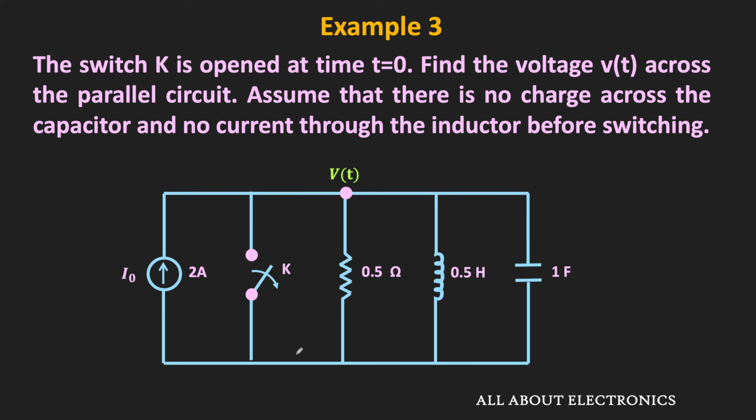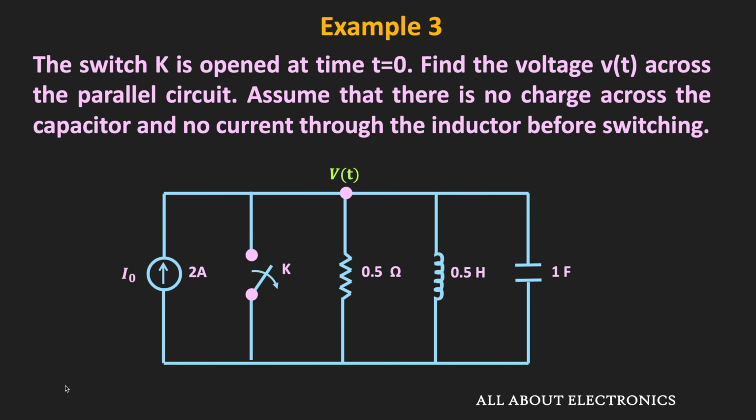So in this example, we have been given this circuit, and we have been given that the switch K is in the closed condition before the time t is equal to 0. That means initially, there is no charge across the capacitor, or there is no current through the inductor. And at time t is equal to 0, this switch has been opened. So here, we have been asked to find the voltage V of t across this parallel circuit.